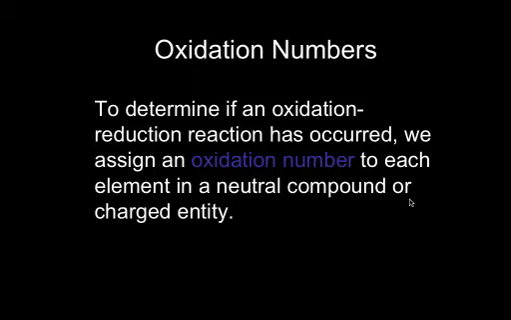So when you're trying to figure out if you're dealing with a redox reaction, you have to track what are called oxidation numbers. Oxidation numbers are assigned to elements in a neutral compound or in a charged compound, and they will help us track what's going on with the electrons. So that's how we know if an atom or ion has gained electrons or lost electrons.